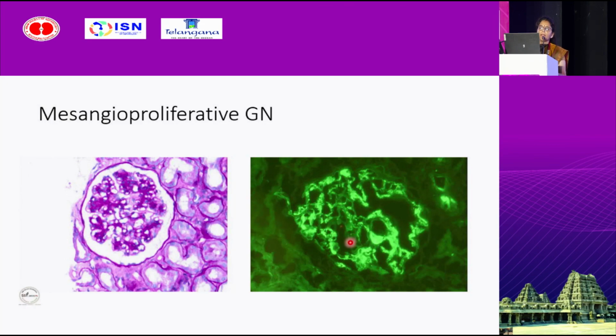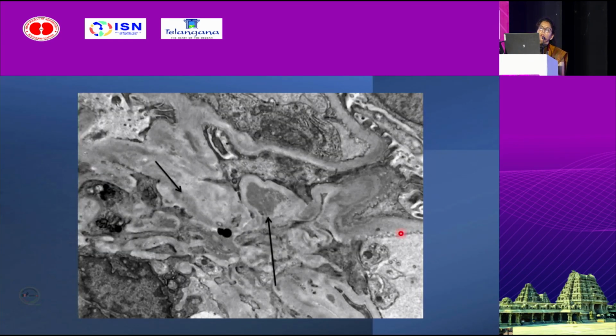And on seeing immunofluorescence, these are the capillary lumina. Look at this periphery, there are no deposits, mostly they are in between the capillary lumina, in this mesangium. So these are strong positivity for IgA nephropathy. On electron microscopy, there will be these mesangial electron dense deposits.